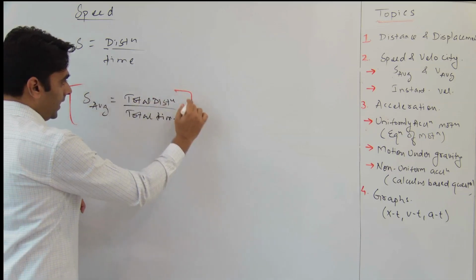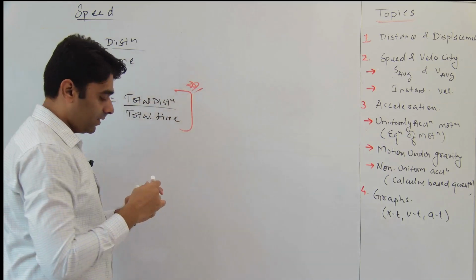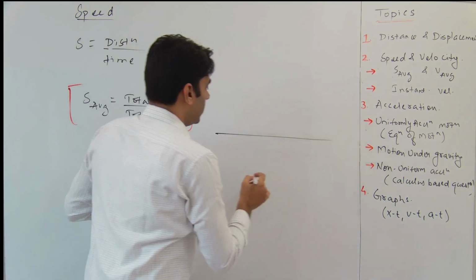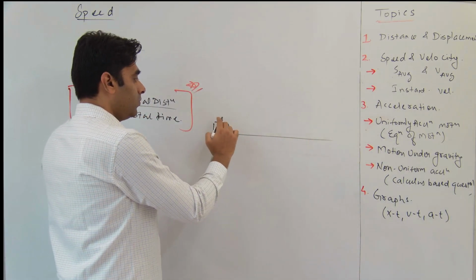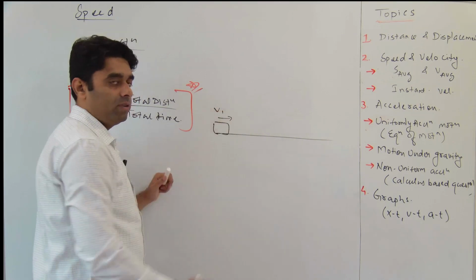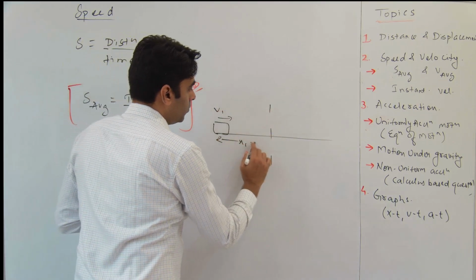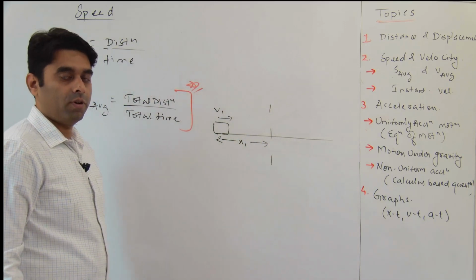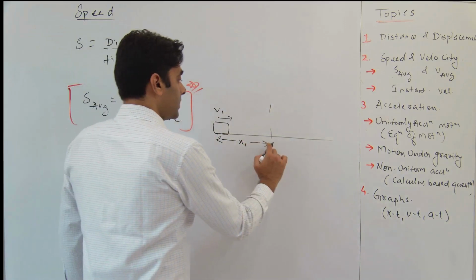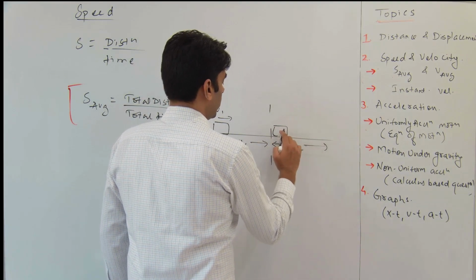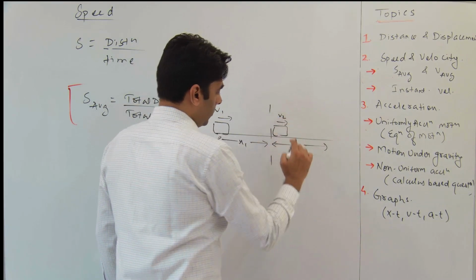Now, I'll take an example and try to elaborate on this. Let's suppose that a body is moving with a speed of v1 for x1 distance. For the next x2 distance, it moves with a speed of v2, right?